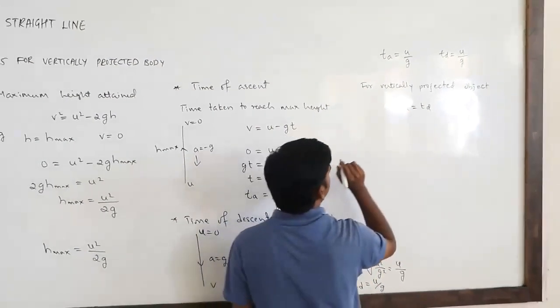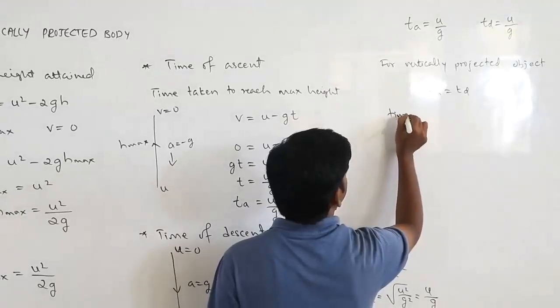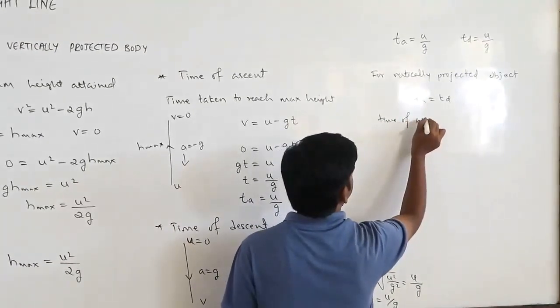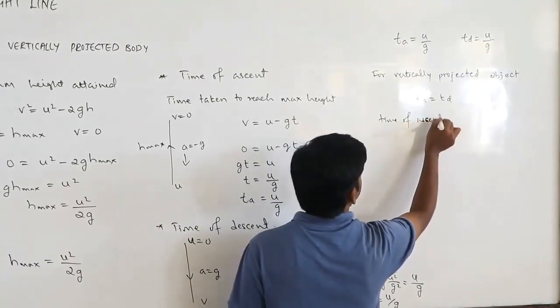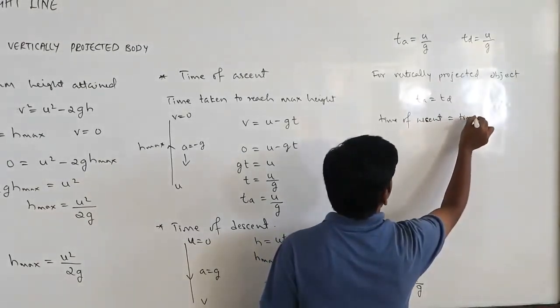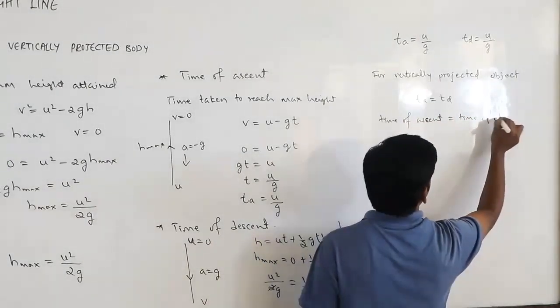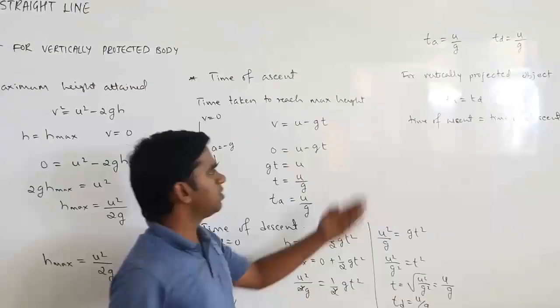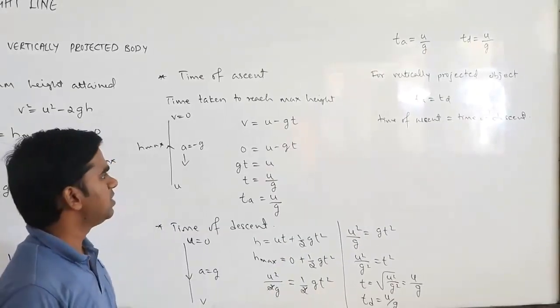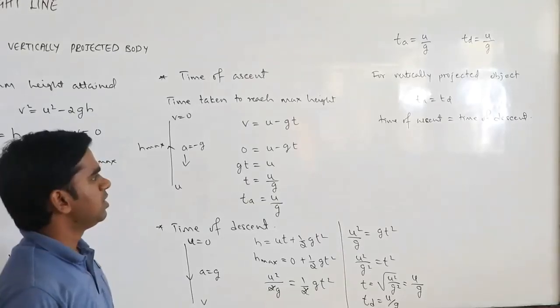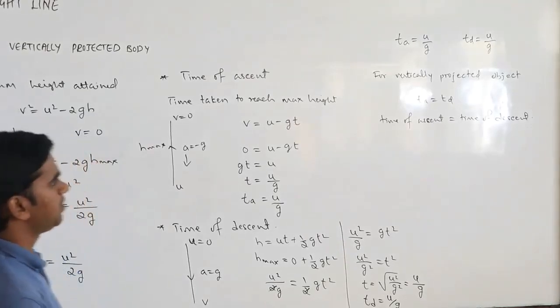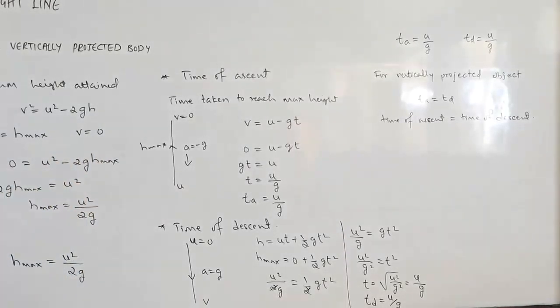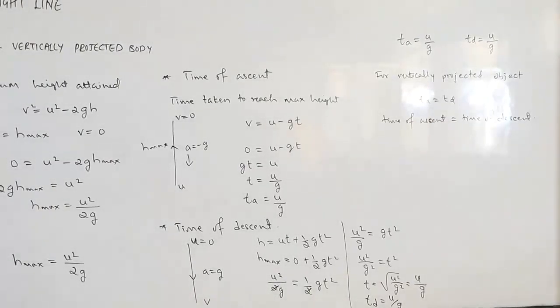Or you can say time of ascent is equal to time of descent. Okay, so remember this one: for any vertically projected object, time of ascent is equal to time of descent. So these are the parameters of a vertically projected object.